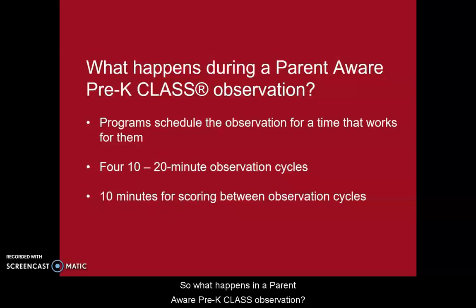So what happens in a Parent Aware Pre-K CLASS observation? Here's how a Parent Aware CLASS observation works. Providers work with observers to schedule observation for the time of day that works best for their program. The observer does 4 10 to 20-minute observation cycles. In between each cycle, the observer spends 10 minutes scoring what was observed.